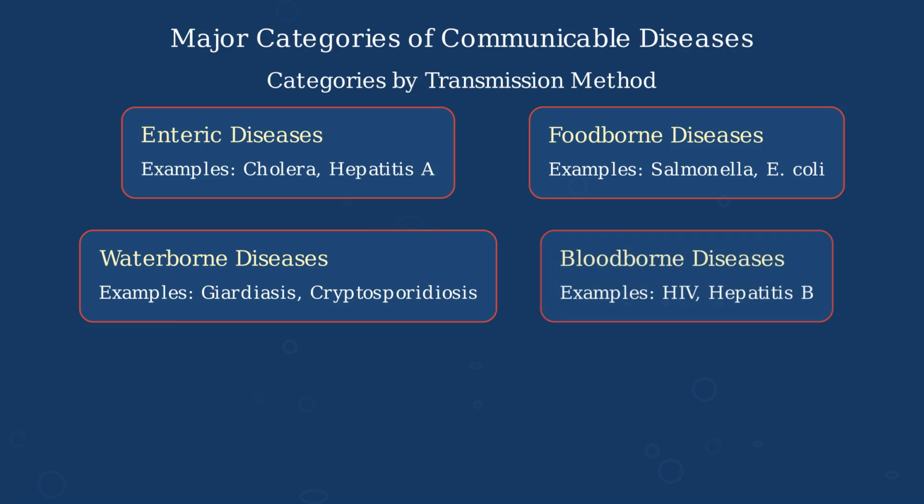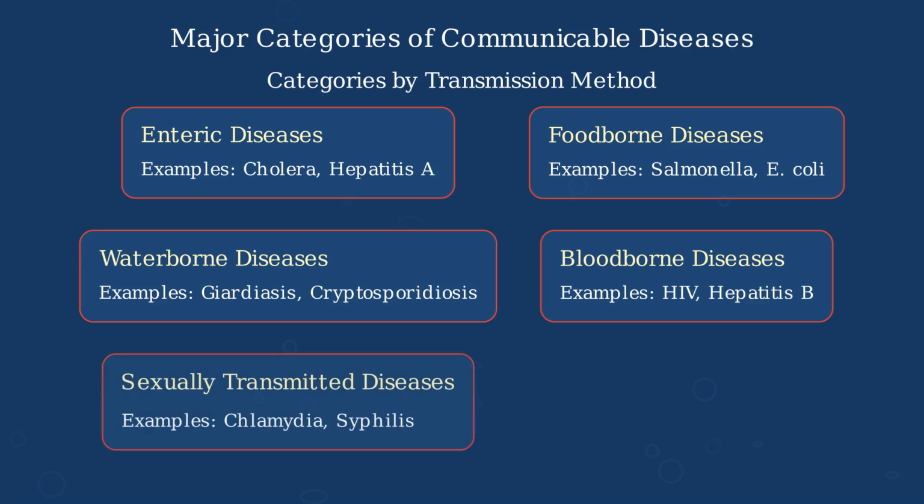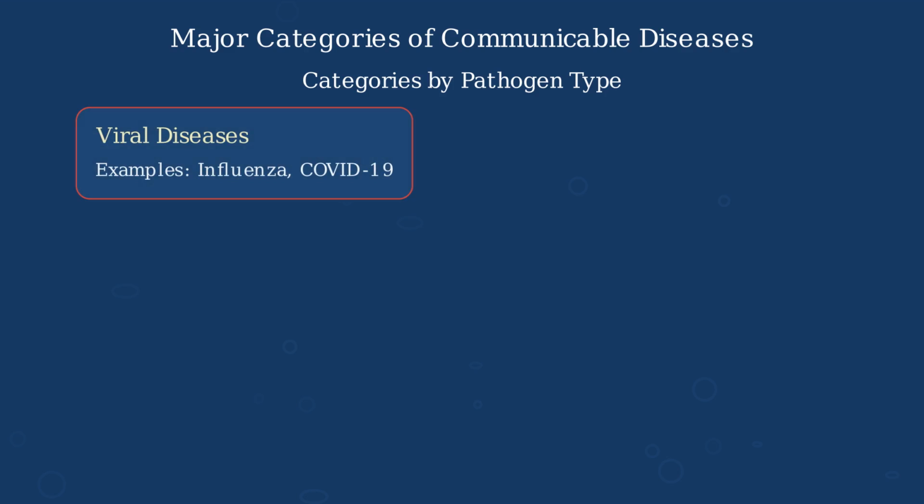Bloodborne pathogens are transmitted through blood and other body fluids, such as HIV and hepatitis B. Sexually transmitted diseases are primarily spread through sexual contact, including chlamydia and syphilis. Now, let's examine how diseases are categorized based on the type of pathogen. Viral diseases are caused by viruses, which require host cells to replicate. Common examples include influenza and COVID-19.